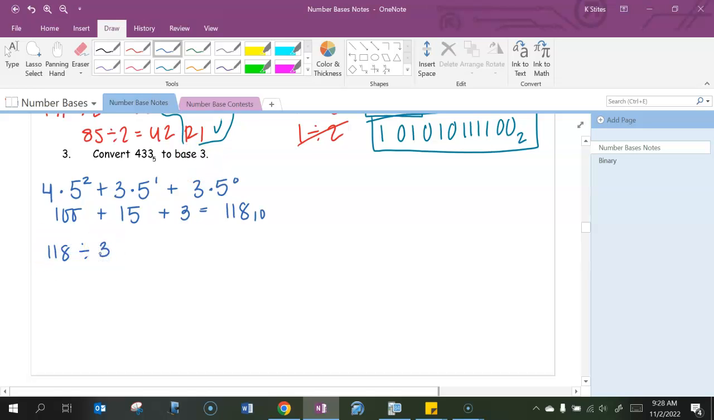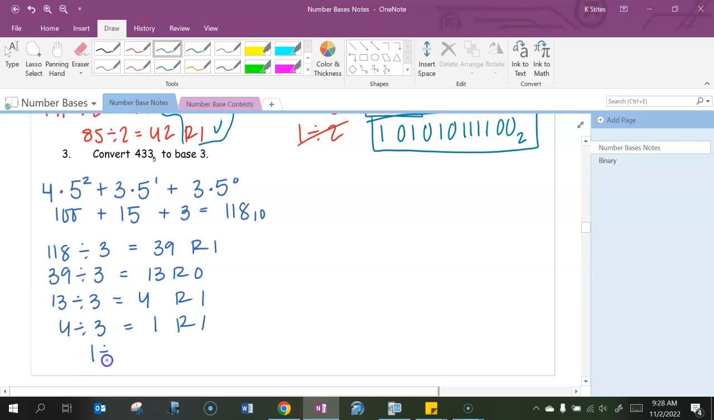118 divided by 3 is 39, remainder 1. 39 divided by 3 is 13, remainder 0. 13 divided by 3 is 4, remainder 1. And 4 divided by 3 is 1, remainder 1, and then that's as far as I can go. So my final answer will be 11101 base 3.